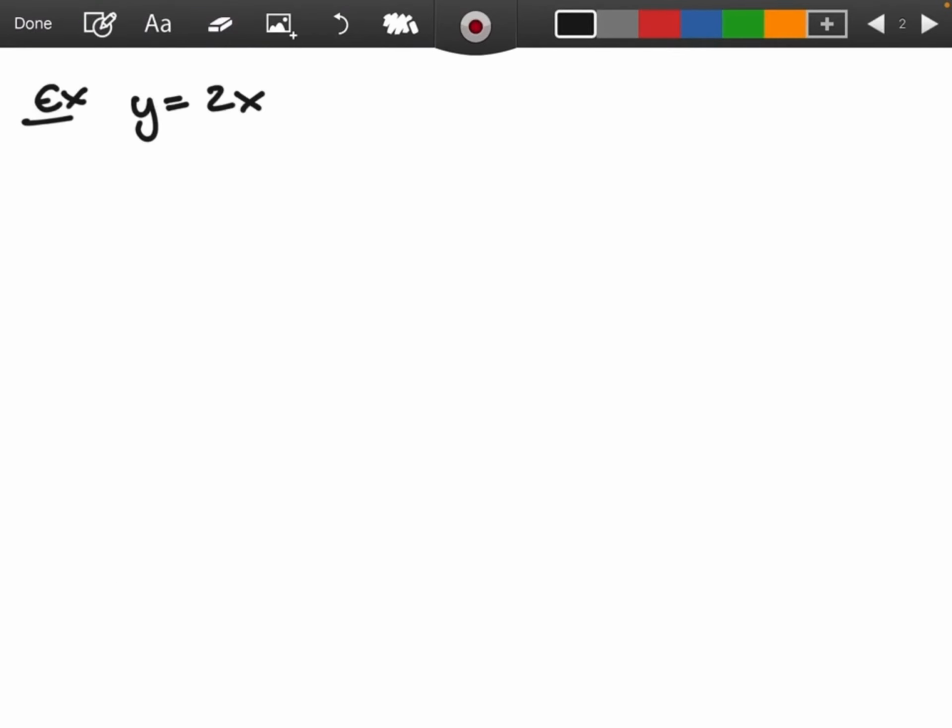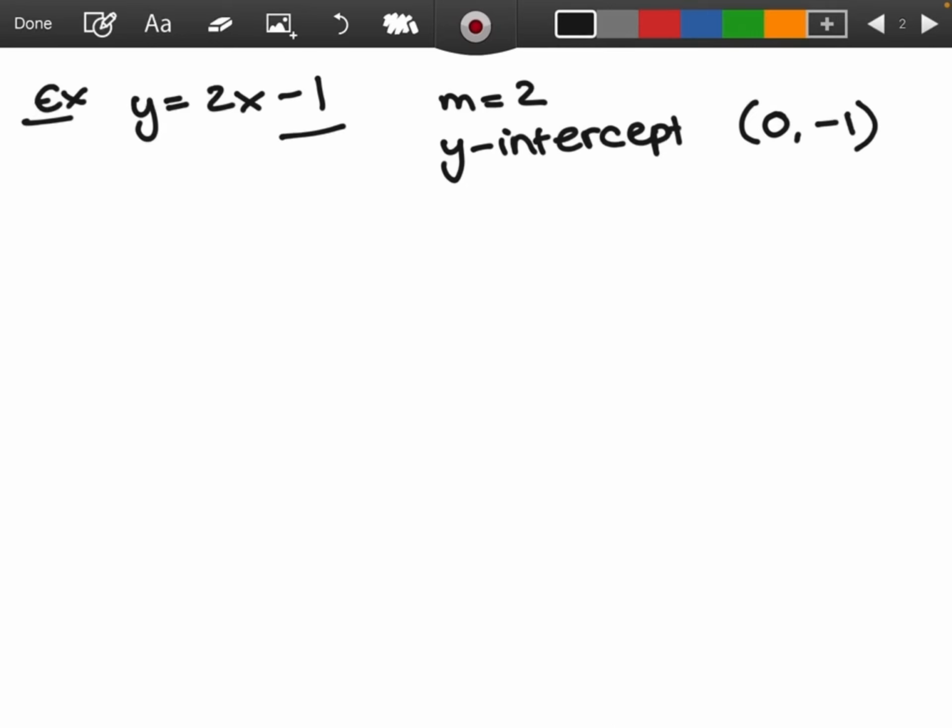So for y is equal to 2x minus 1, what is the slope of this particular line? M would be 2. If we wanted to find the y-intercept, the y-intercept always has 0 as its x-coordinate, and then its y coordinate would be the value of b, which in this case is -1.